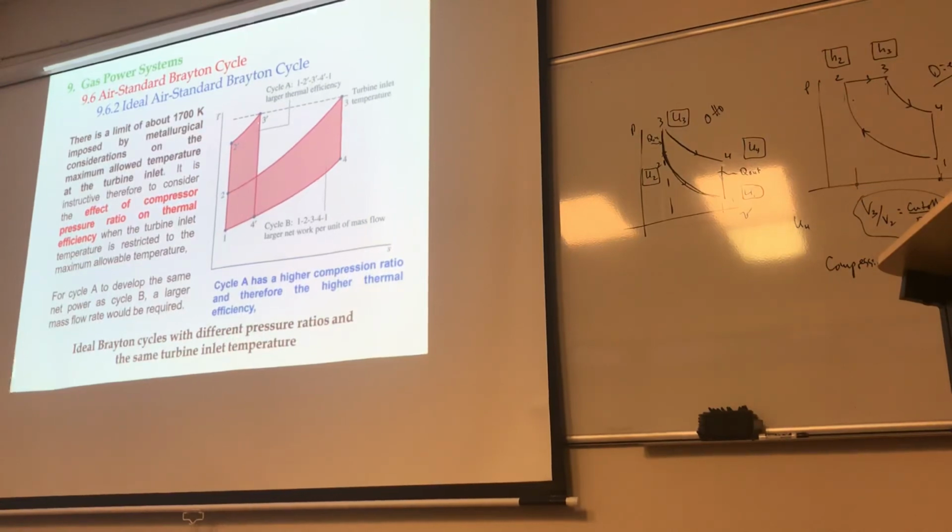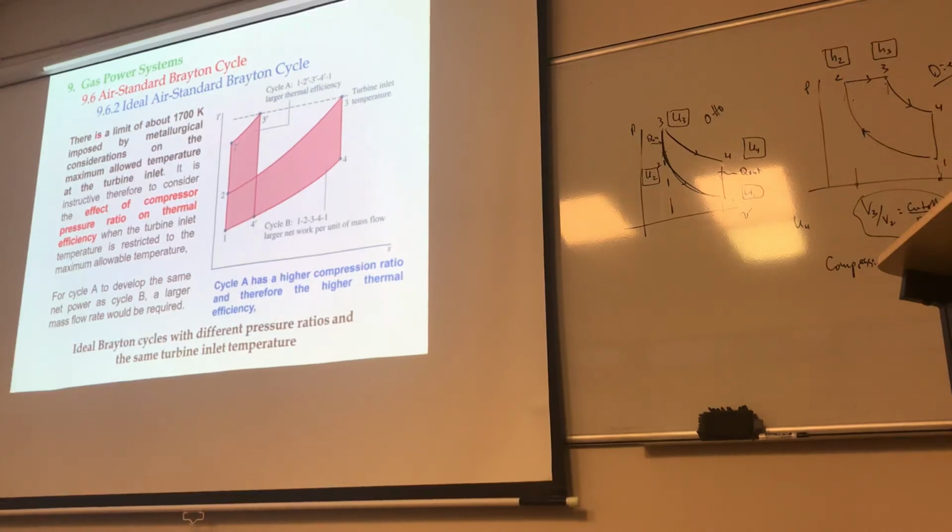How about 1, 2 prime, 3 prime, 4 prime? That's still another ideal Brayton cycle, right? Because you still have 2 isentropic processes and then 2 constant pressure processes. So what are we talking about in here? Remember, anytime you want to increase the efficiency, you want to increase the temperature of heat addition. The hotter the fluid, the hotter TH is. Remember, for Carnot cycle, 1 minus TC over TH. As TH increases, then you can get better efficiency.